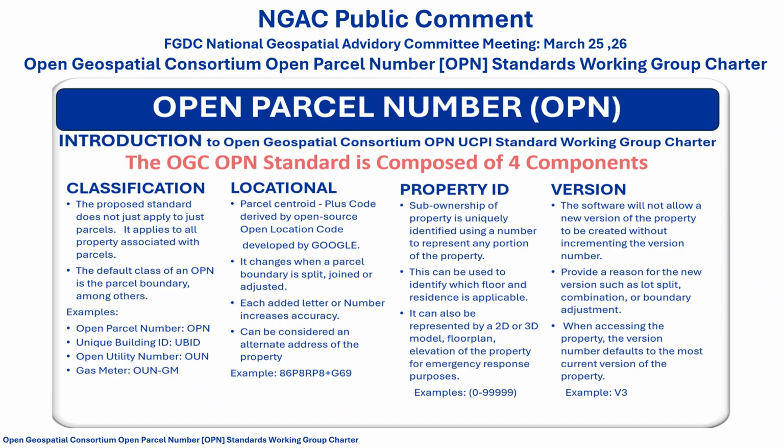And as stated in the charter, the OPN standard is composed of 4 components. 1. Classification: OPN for the parcel boundary on top, UBID for buildings, OUN for open utility number, among others. 2. Location component: parcel centroid plus code generated by Google Open Location Code, OLC. 3. A property ID component to handle the fact that there can be many different owners of the same property. 4. And version, which covers recordation of incremental temporal spatial change.